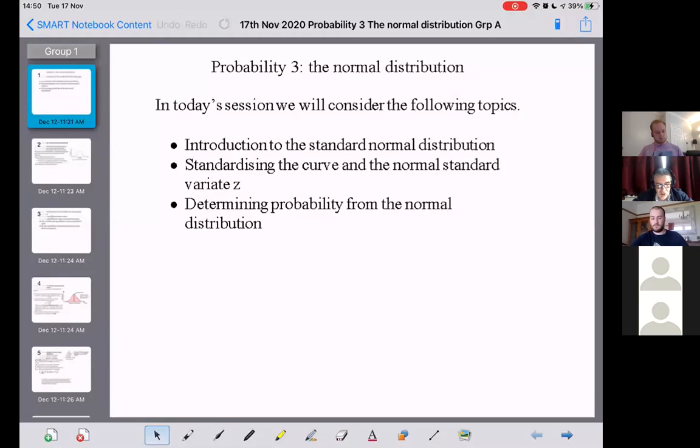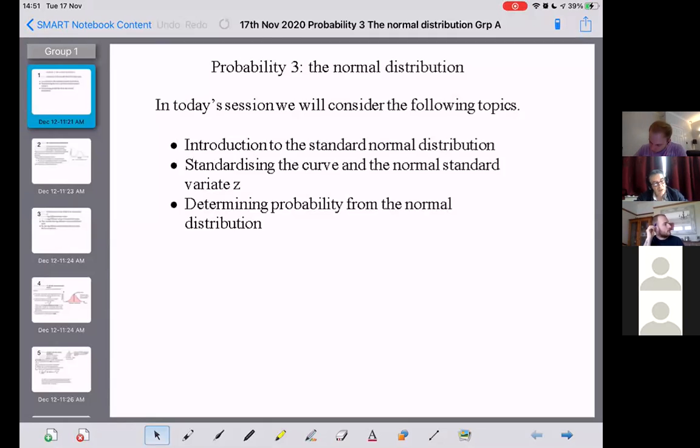Okay, the third session on probability, we're going to look at what's called the normal distribution. In doing that, we'll consider the following topics. We'll have an introduction to the standard normal distribution. We'll look at standardizing the curve and what's called the normal standard variate Z. And then we'll look at determining probability from the normal distribution.